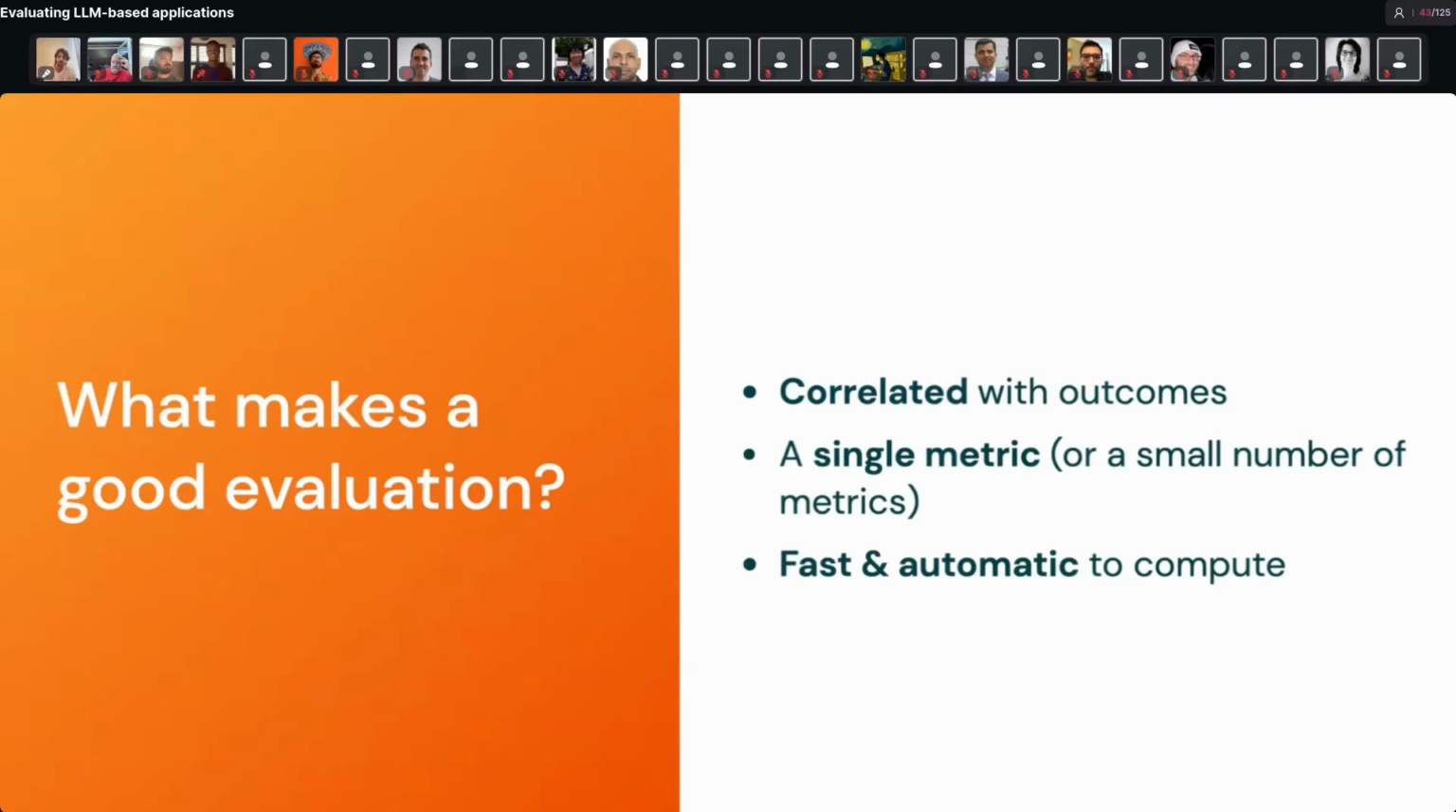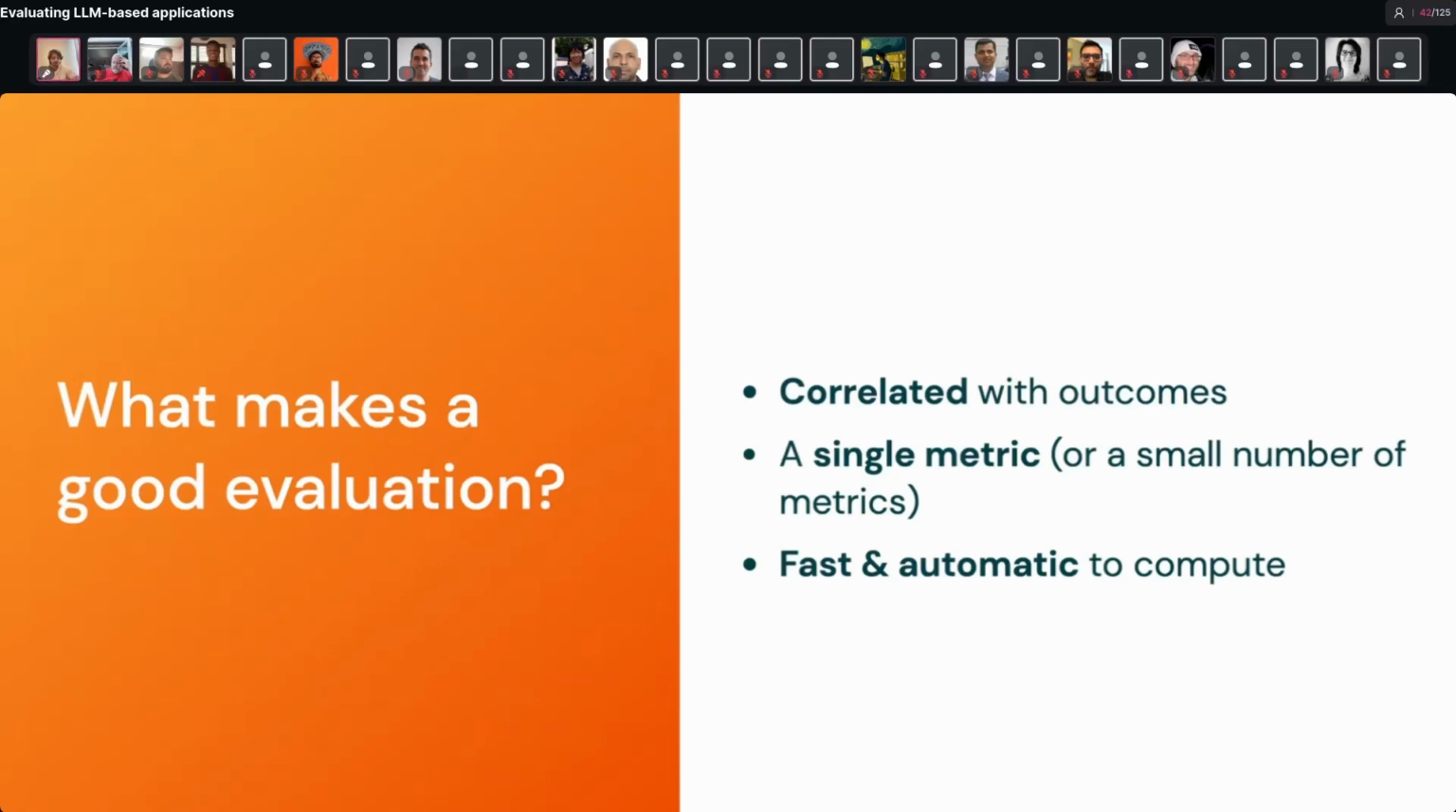The first and probably most important quality of a good evaluation is it should be a number or a set of numbers that is highly correlated with the outcomes that you actually care about as a business. If it's not correlated with the outcomes that you care about, then it's not going to be a very useful metric to help you make decisions about whether to ship the model.